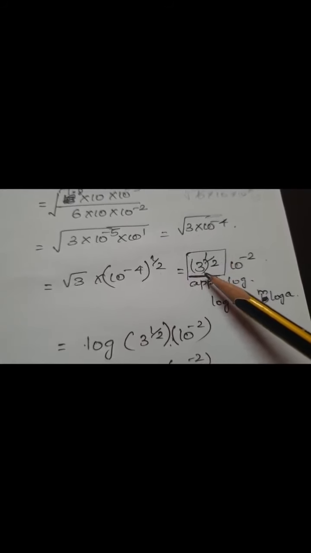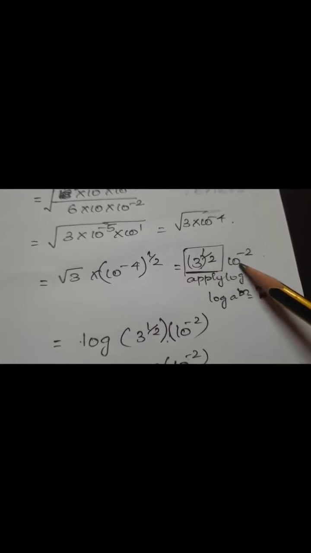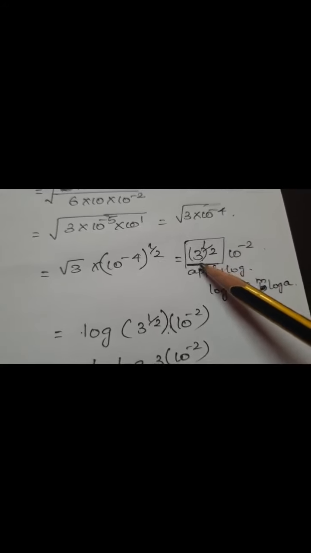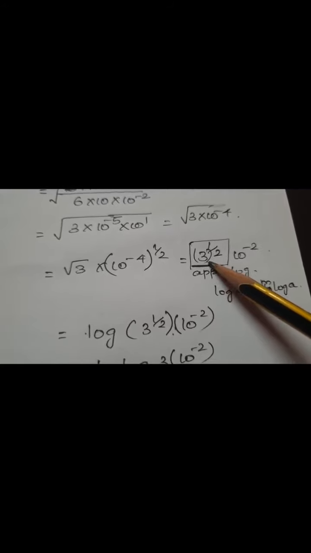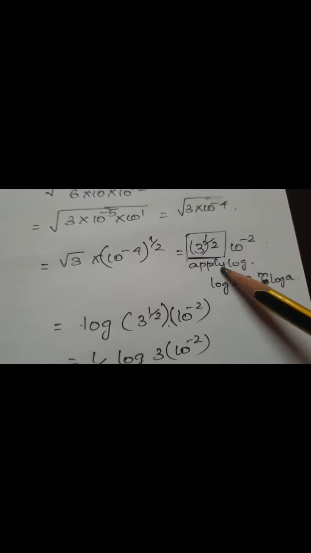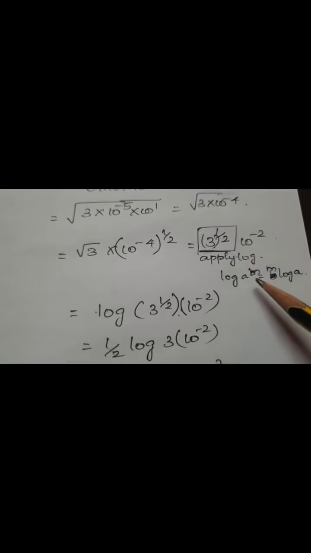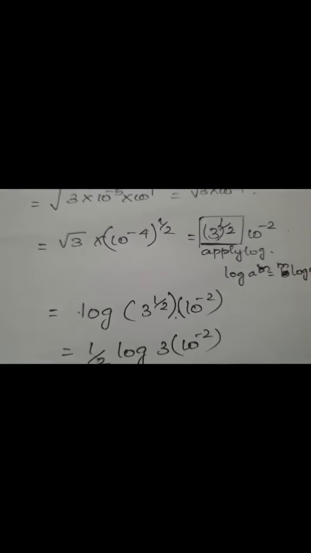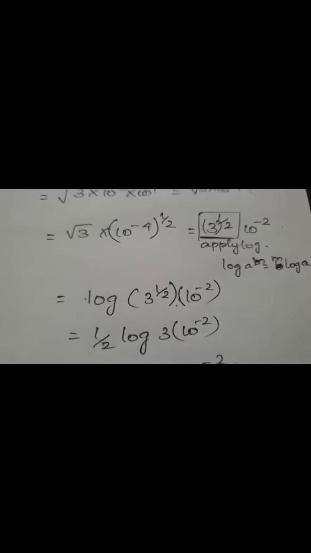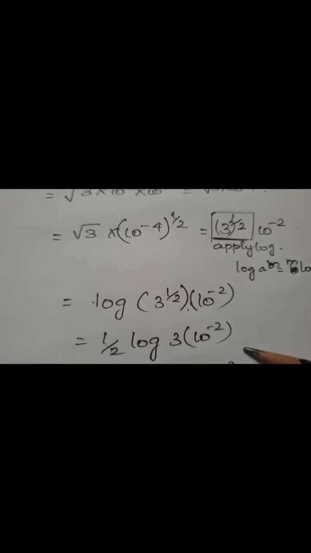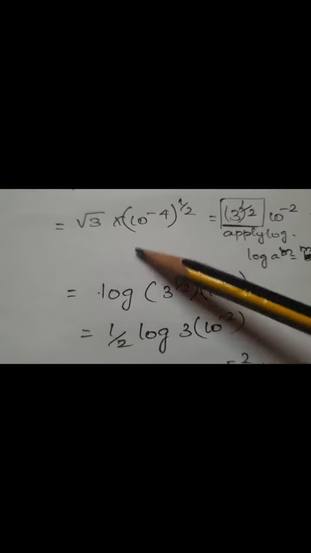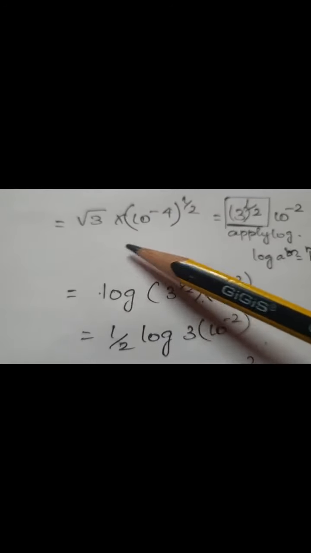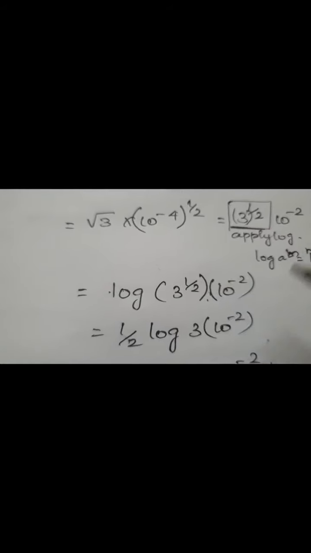So how to write this root 3? 3 power 1 by 2 into 10 power minus 2. Keep this 10 power minus 2 as it is. To evaluate the root of 3, which is 3 power half, apply log. If you know the root 3 value is 1.732, you can write it in place of root 3, and the problem will be over at this step. 1.732 into 10 power minus 2, that is the answer.